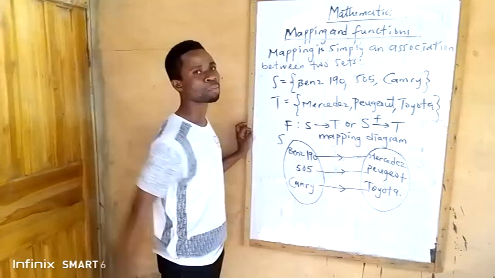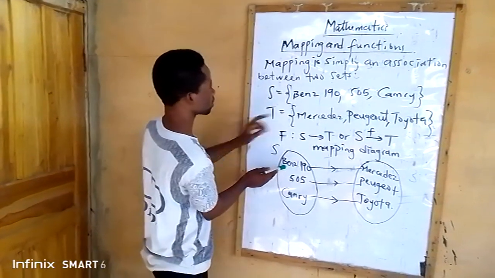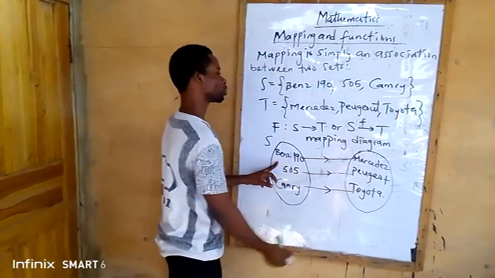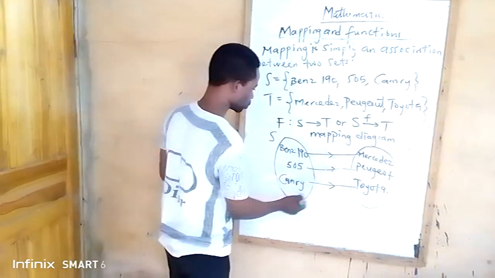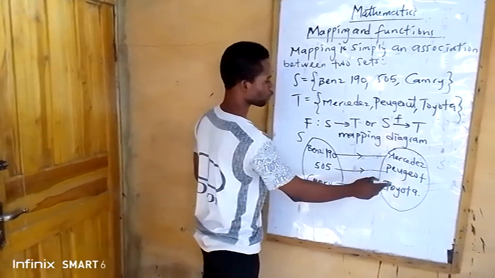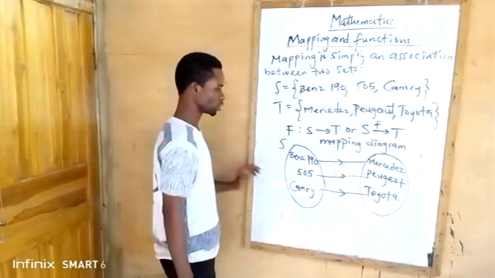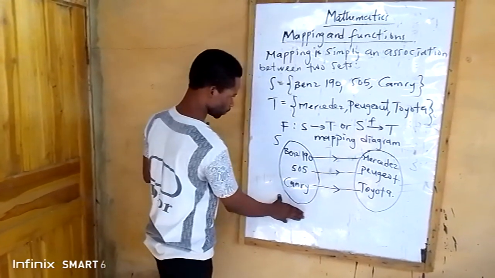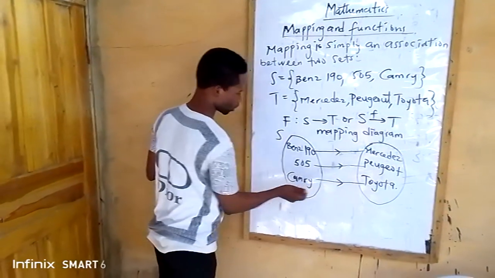Now, by drawing the mapping diagram for this, if you look at this one, the Benz 190, the producer is Mercedes, or the producer of the Benz 190 is the Mercedes company. The producer of 505 is Peugeot. That's why we have Peugeot 505. And the producer of Toyota Camry is Toyota. That's why we have Toyota Camry. So this is the mapping diagram for it.